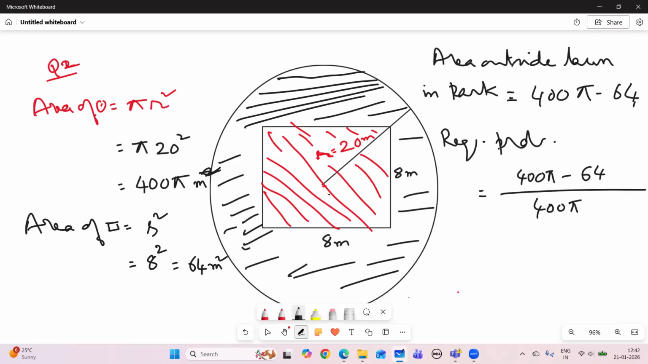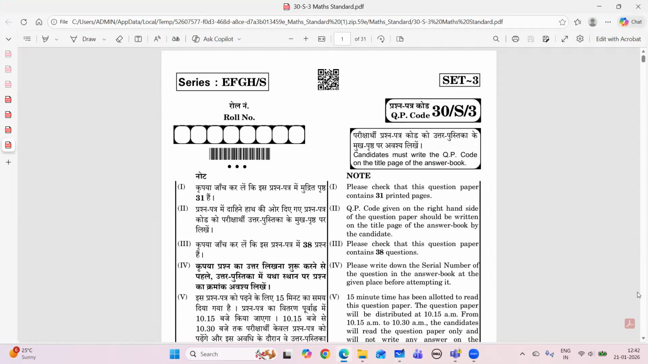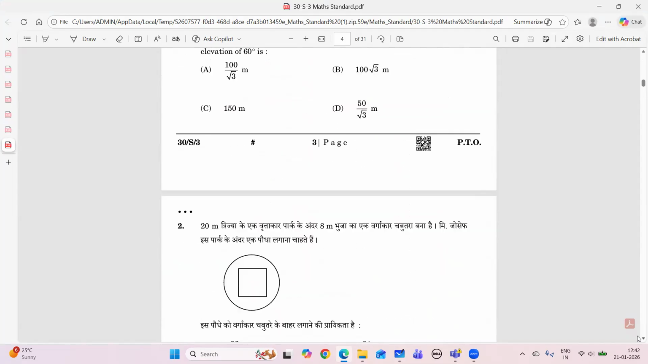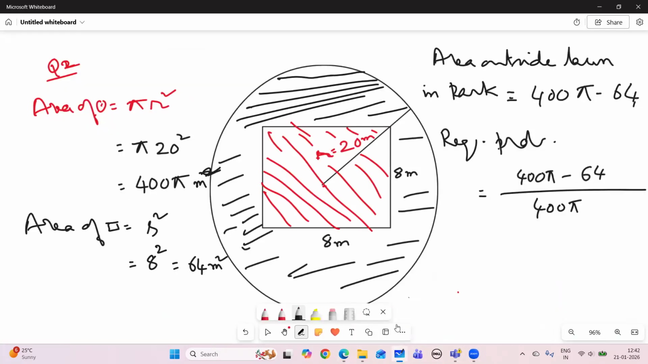Okay, so let us look at the choices. Okay, it is 400 pi minus 64 by 400 pi. So it is this D, right? So let's come back to the board. Yeah, so this is D. Answer is D.